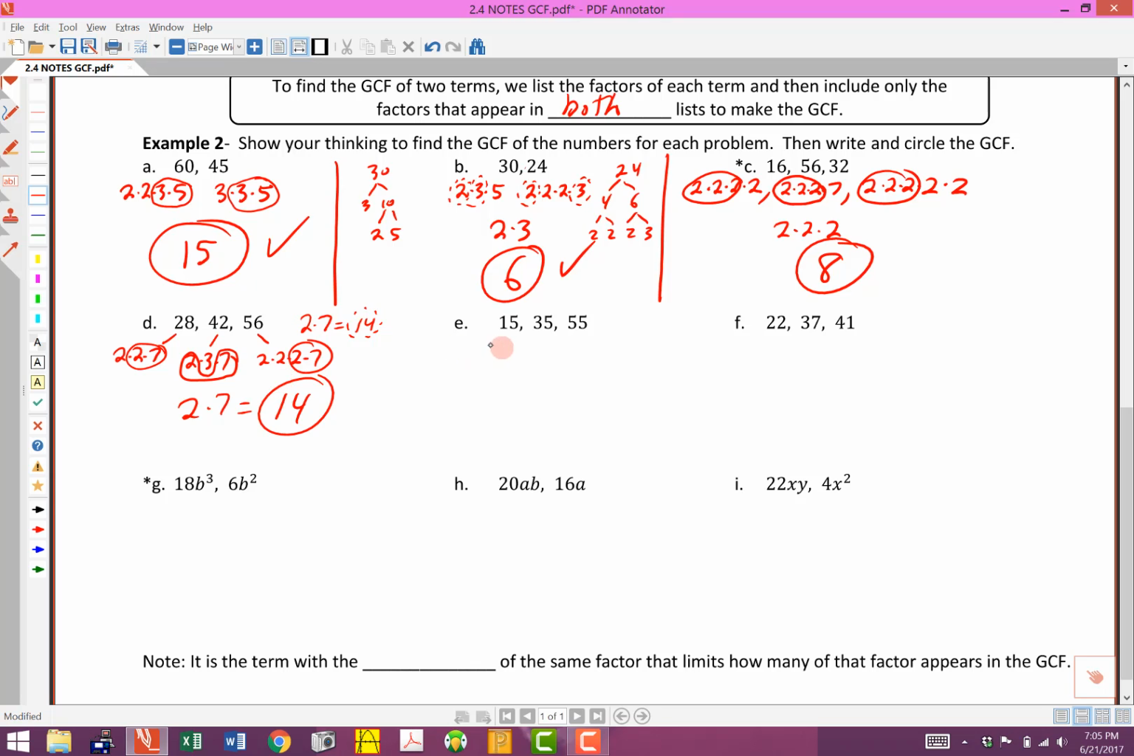All right, let's see if we can speed this up just a little bit. Take a look at this one right here. 15, 35, and 55. You be thinking, I'm going to show a little bit of work here.